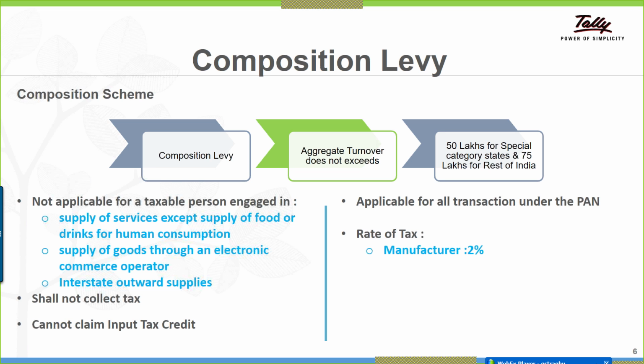The rate of tax for manufacturers is 2% of the monthly turnover. If he is a composition dealer into manufacturing, then he has to pay 2% GST on the turnover to the department. For traders it is 1%, and the last one, supply of food or drinks for human consumption, is 5% based on the turnover. They have to pay 5% GST.